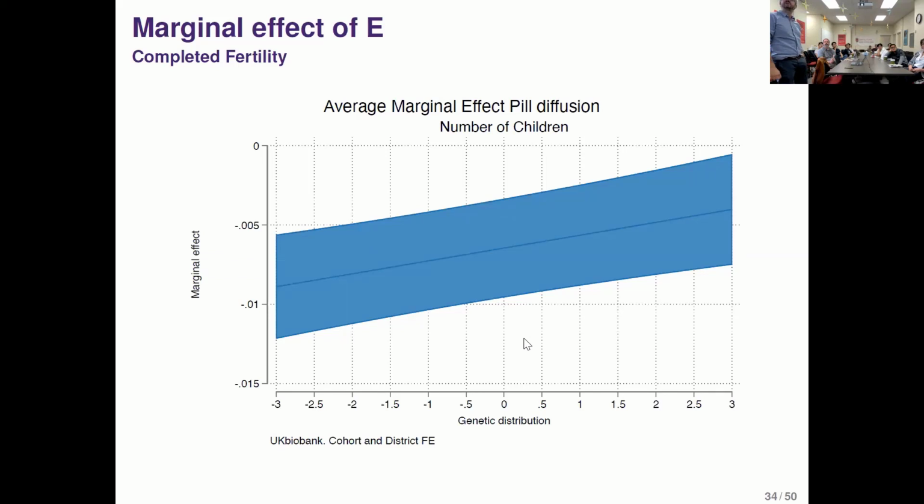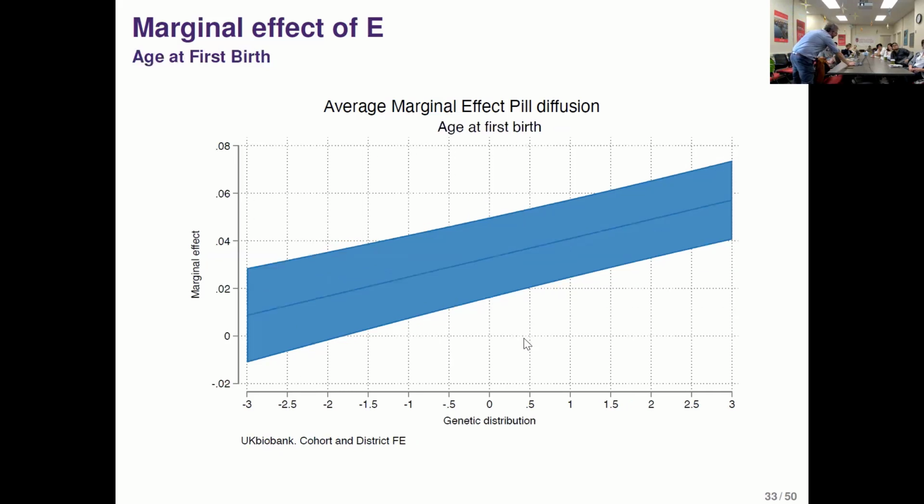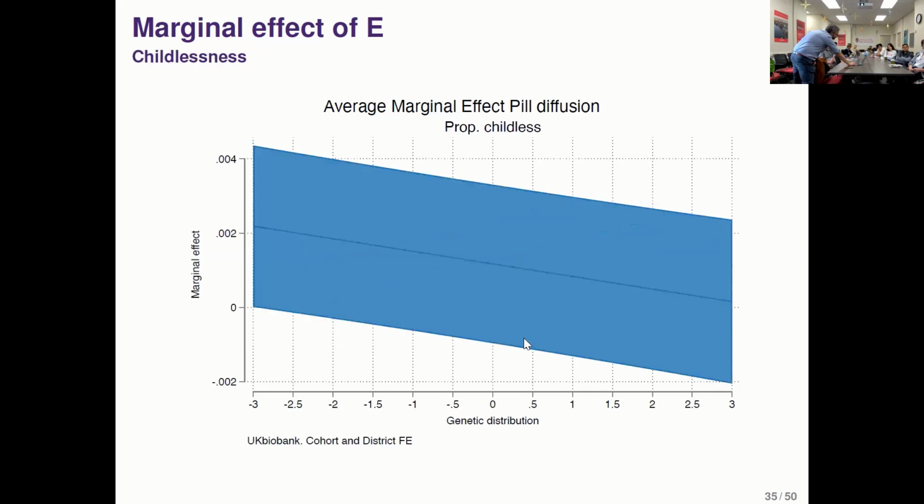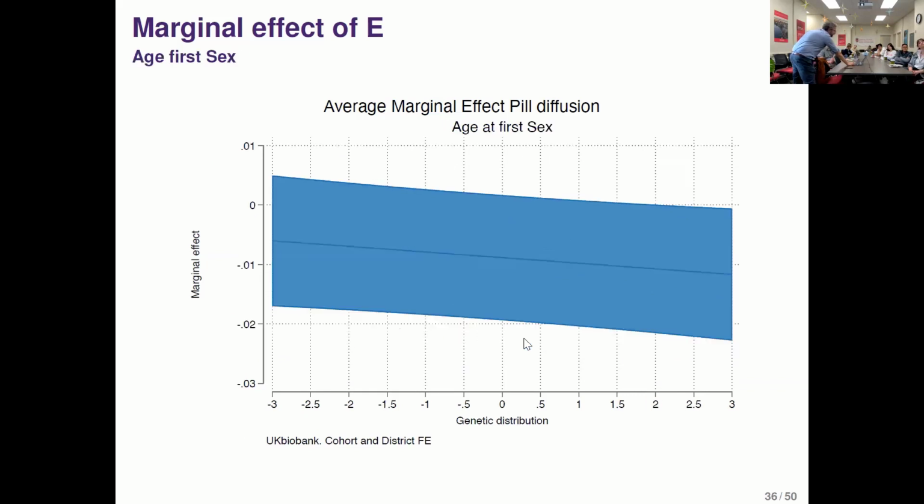Similar results on number of children. Almost no effect, well, very low effect in absolute value on people that were predisposed to have a higher number of children, much higher on the other end of the spectrum. And this is, okay, childlessness, that's similar to fertility, really.